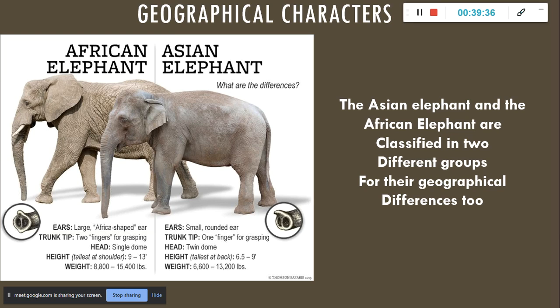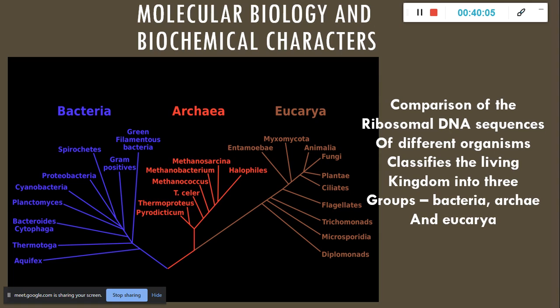Then you have the geographical characteristics. For example, in Asia you have a type of elephant living, and then in Africa you have a different type of elephant living. Both of them are elephants, but they have got certain small differences, like the ear. African elephants have a huge ear, the Indian elephants or the Asian elephants have got small ears. But they are in different geographical regions. One is in Asia, one is in Africa. So, based on Asia and Africa, they are divided into African elephant or Asian elephant.